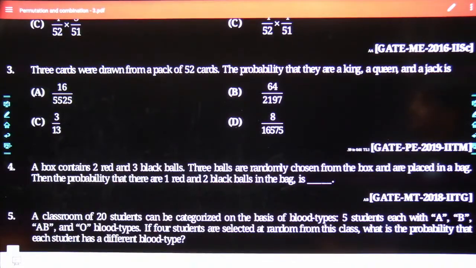A box contains 2 red and 3 black balls. 3 balls are randomly chosen from the box and placed in a bag. Then the probability that there are 1 red and 2 black balls in the bag is.